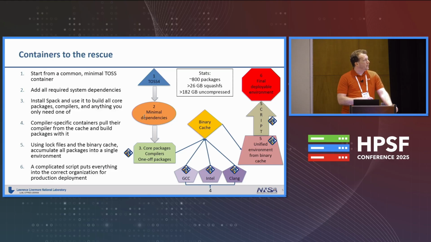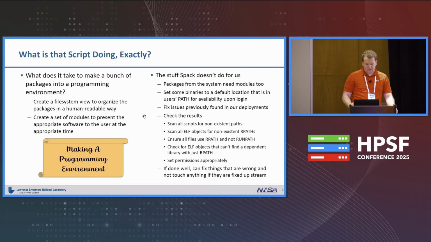So we end up with about 800 packages at the moment, 26 gigabytes when it's compressed, about 182 gigabytes when it's not compressed. So it's unwieldy. I really leverage RZ Atoms and its 500 gigabytes of on-node memory to have the base container and the final container both in memory at the same time.